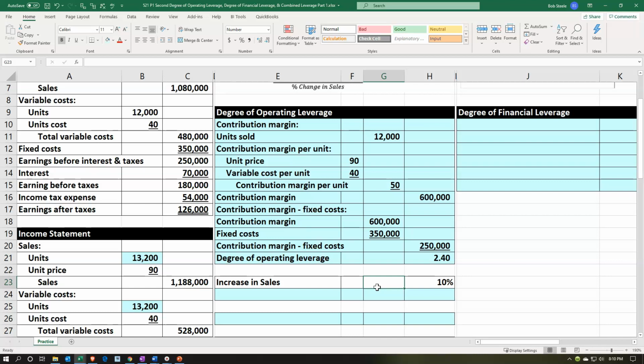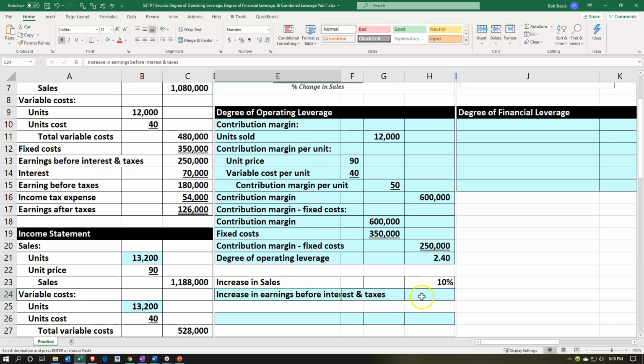The reward could go up in good times, but the risk is higher. If things go down, then the risk could be high in cases of down times. So let's see. There's a nice little way we can calculate this too, to think about, well, what if there's an increase in sales? What then would be the increase in earnings before interest and taxes, or operating income?